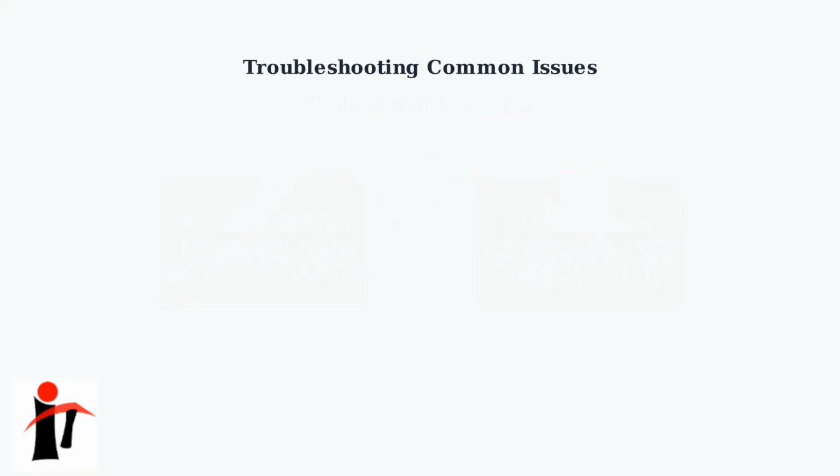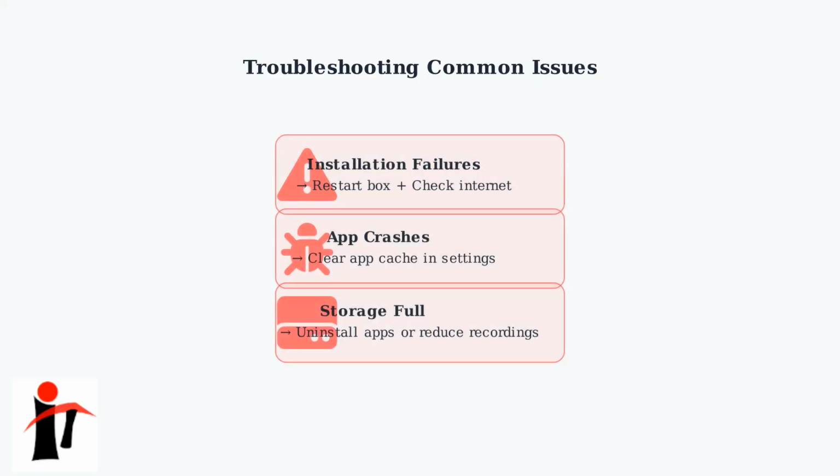When issues arise, there are several troubleshooting steps you can take. The installation success rate is around 94%, but these solutions can help resolve common problems. For installation failures, restart your YouView Box and check your internet connection. For app crashes, clear the app cache through the Settings menu. If you're running out of storage space, uninstall unused apps or reduce recording storage allocation.